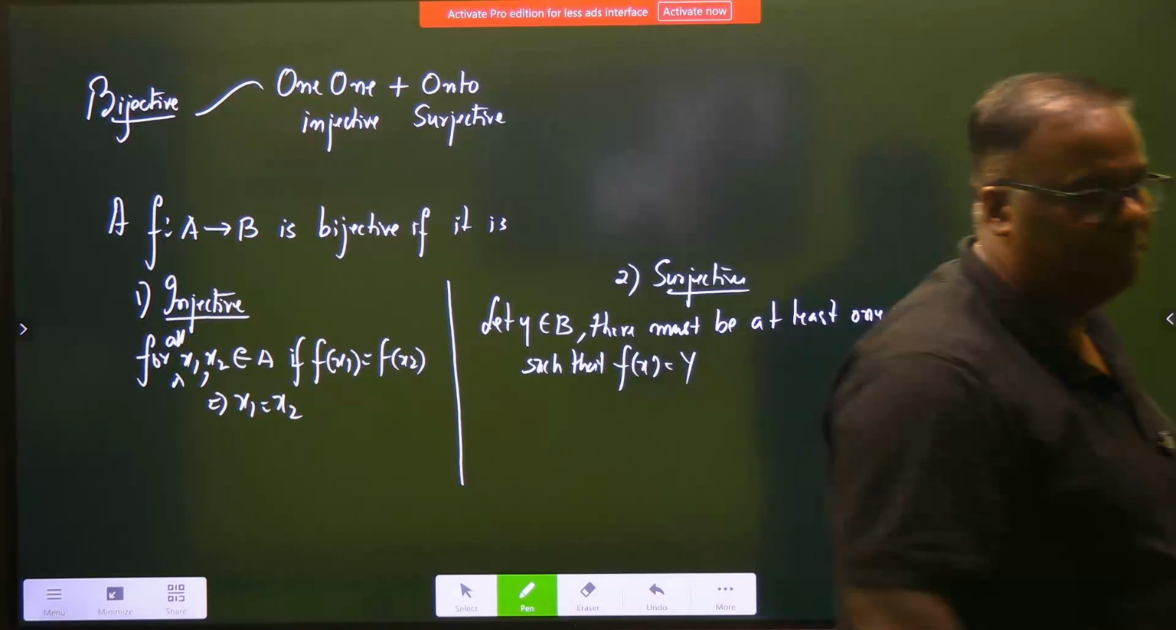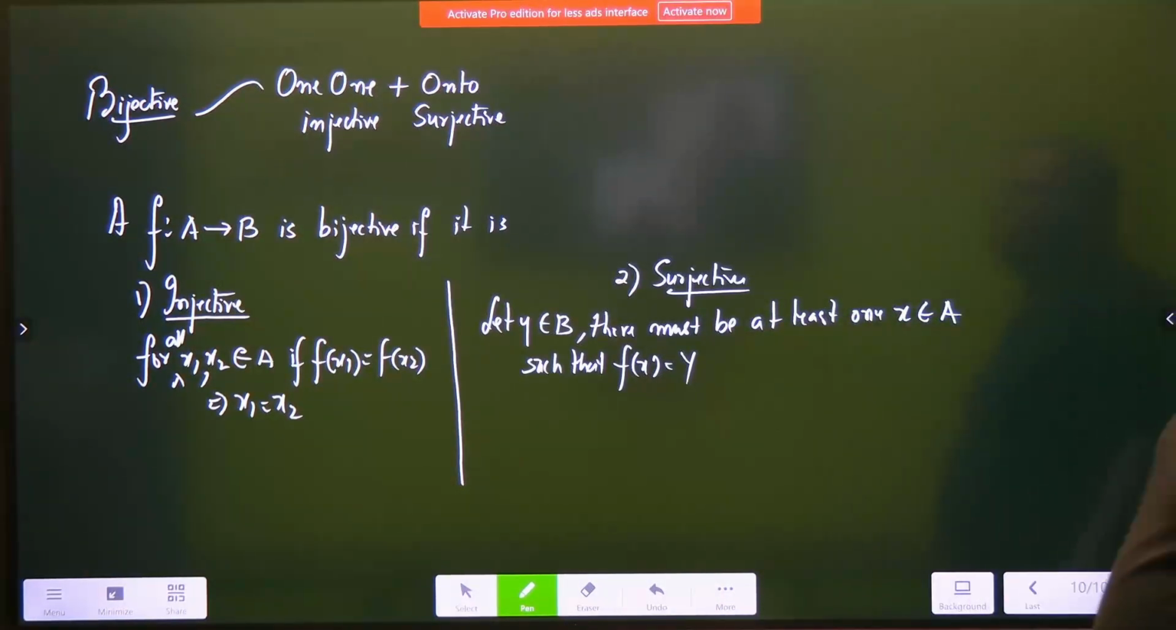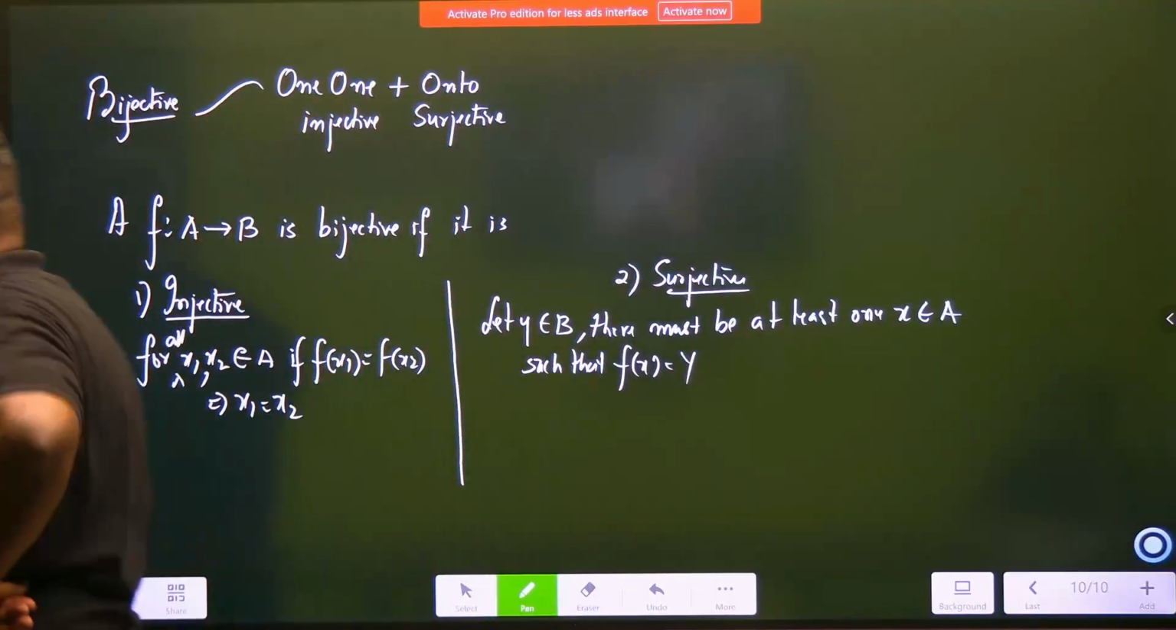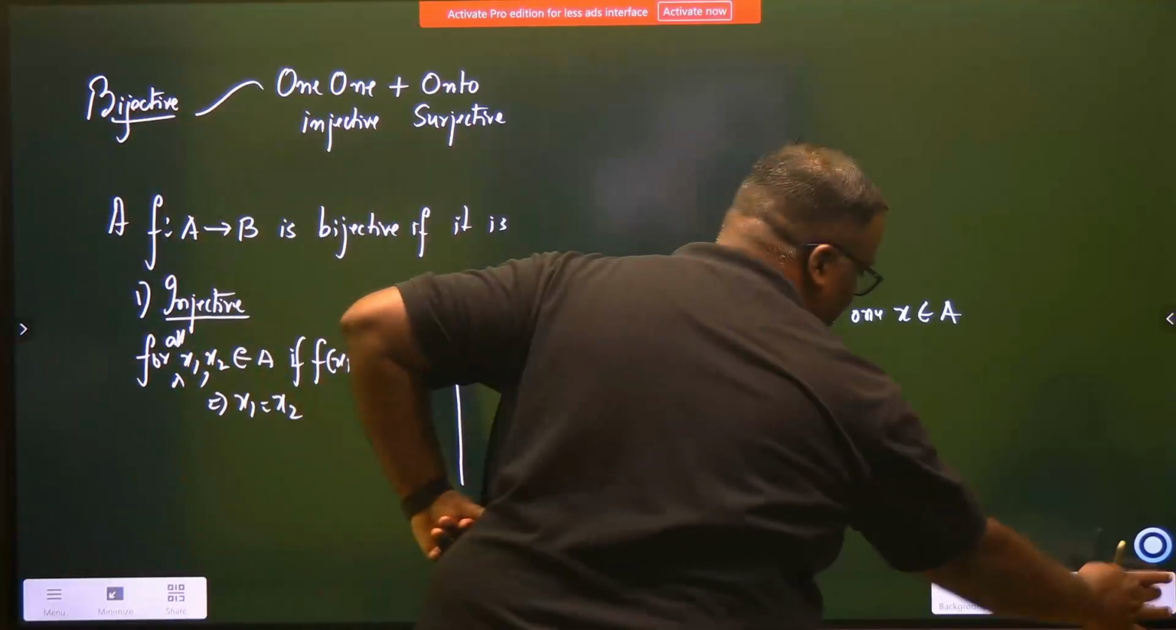Same thing. You can do bijective functions, some proofs on your own. I want to show you one important thing. What is the beauty of a bijective function? Okay. Now see.